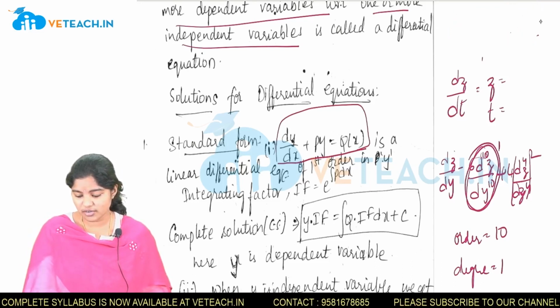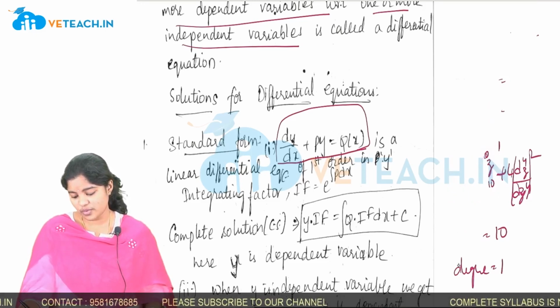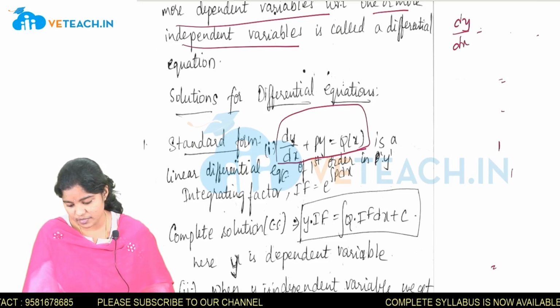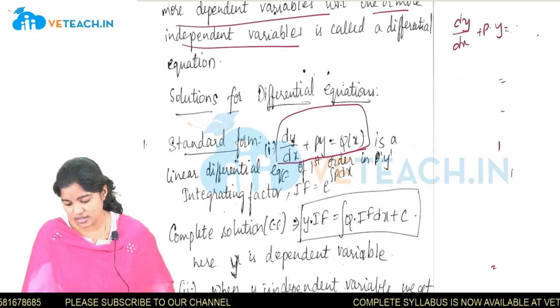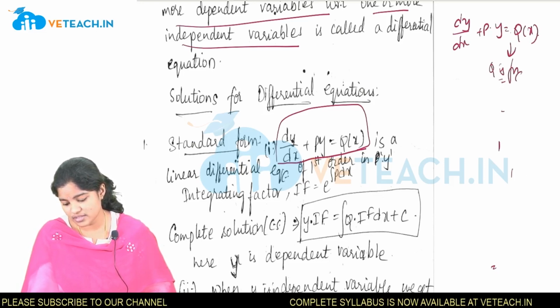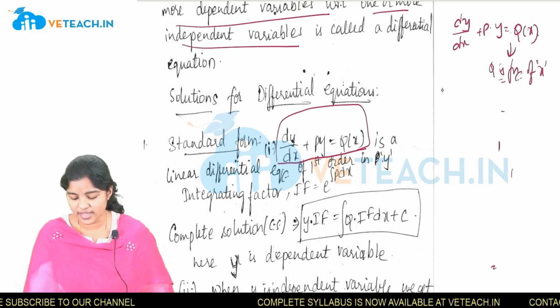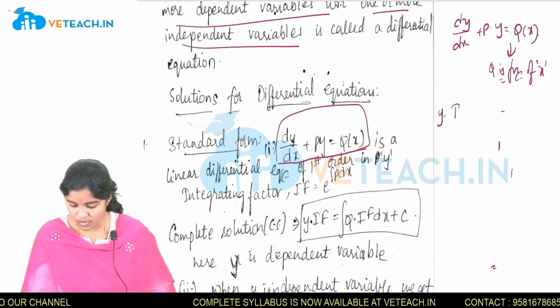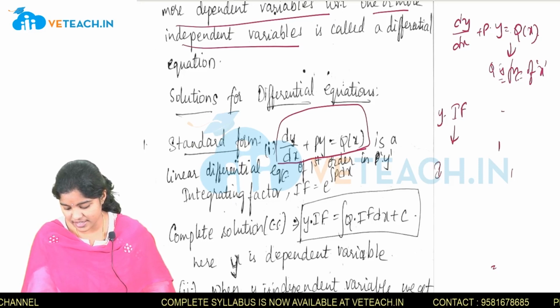What is the working rule for that? First, the given equation is converted into dy by dx plus P into y is equal to Q of x. Here Q is a function of x. So the solution for this is y into IF, equals... IF is nothing but integrating factor.